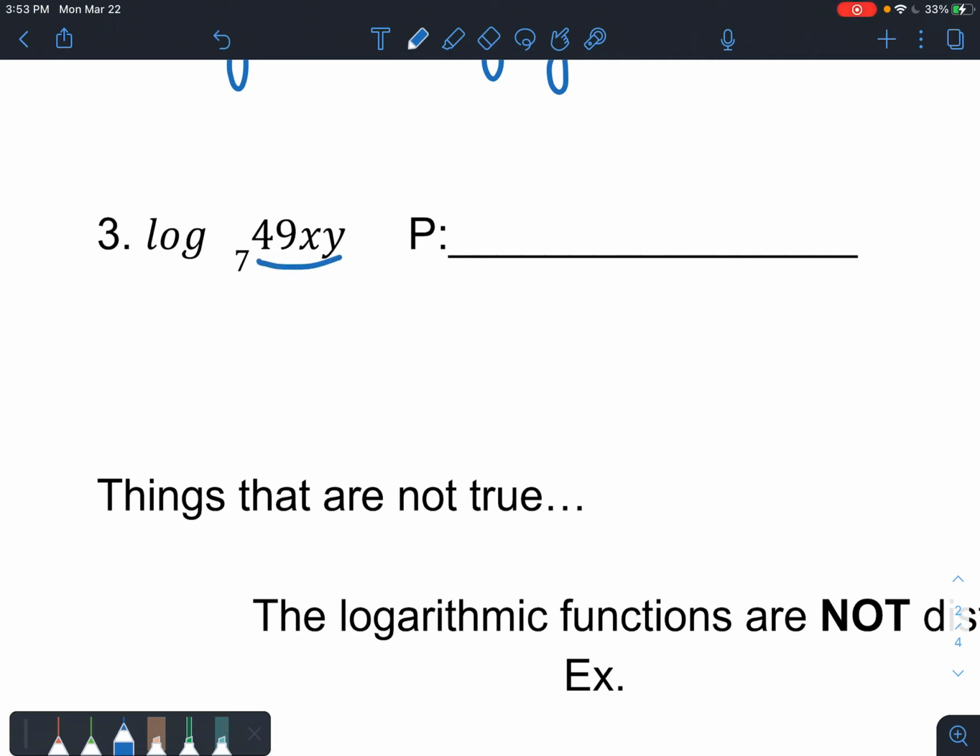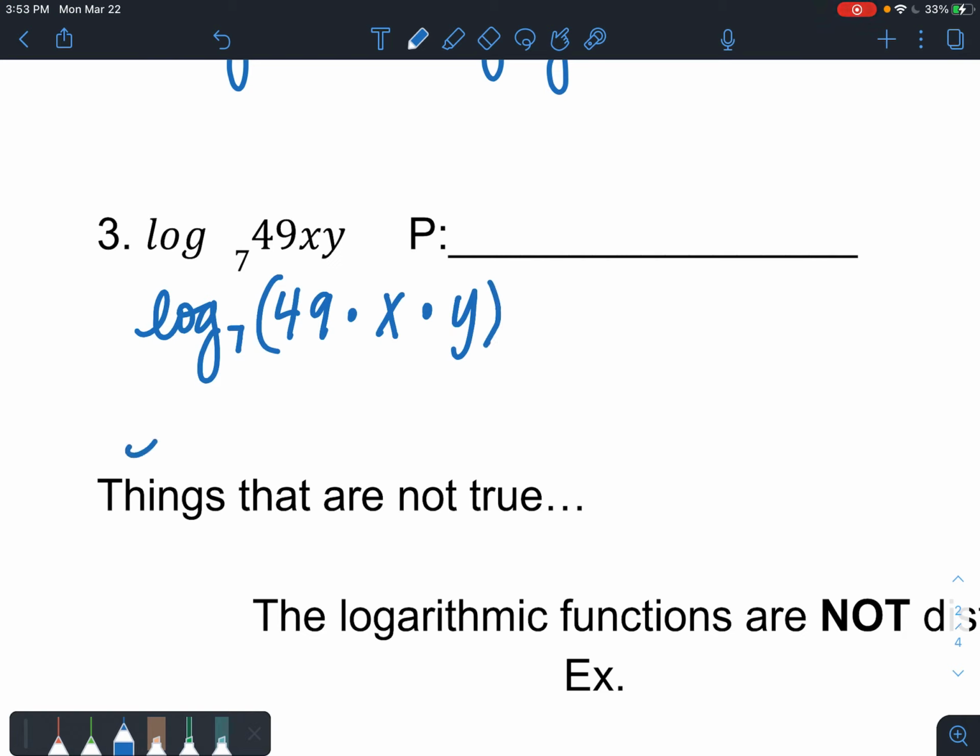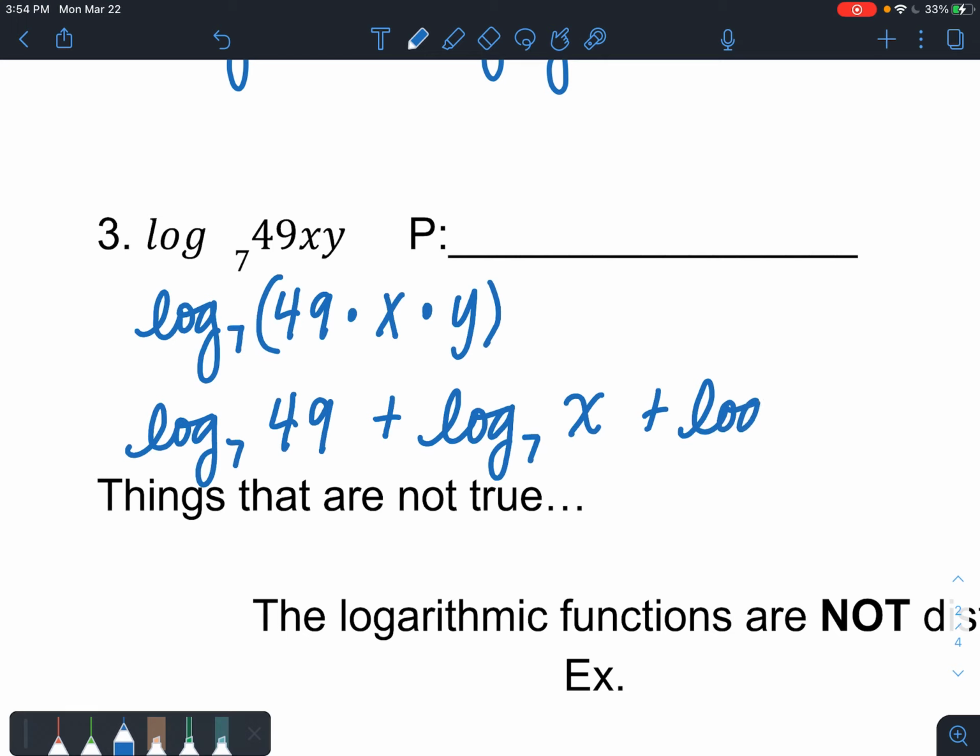Okay, this one here, I've got quite a bit going on. I've got 3 things being multiplied together. I'm going to go ahead and write that out as log base 7 of 49 times x times y. So because of that, I can write this as log base 7 of 49 plus log base 7 of x plus log base 7 of y, since all 3 of those things are being multiplied together. So that is the product rule.